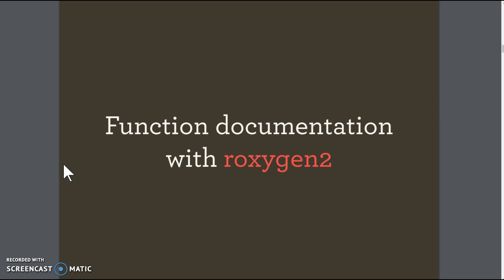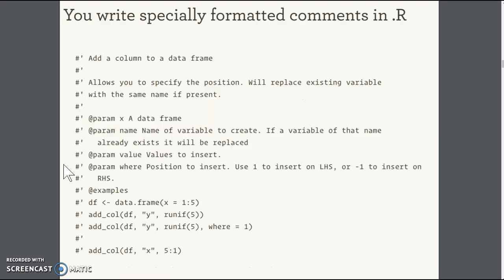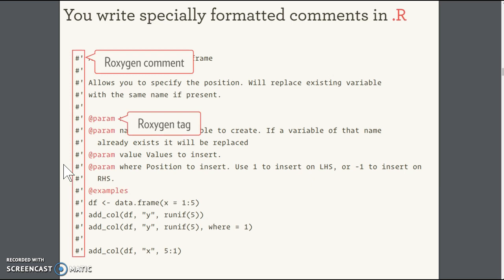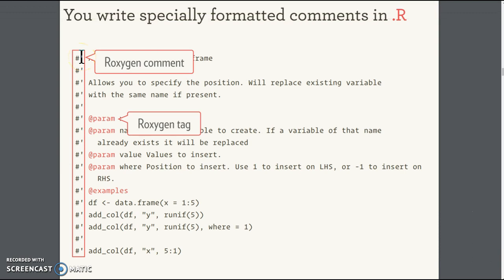So now I'm going to talk about documentation for functions with Roxygen 2. Roxygen 2 transforms a special type of comment that you type in R files into HTML files. It does that through files called RD files, which you don't need to know much about. This is what documentation with Roxygen 2 looks like, and I'm going to talk about this in a moment. The special documentation character here is the hash and the single quote, and that creates a comment that Roxygen will interpret and will eventually transform into that HTML file that you saw.